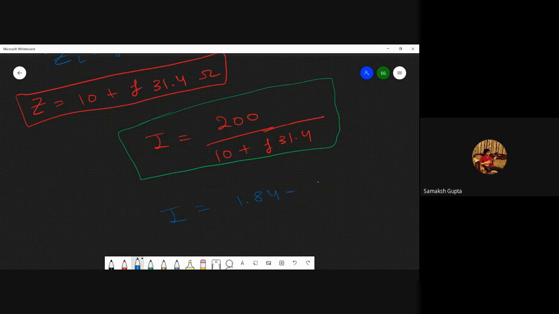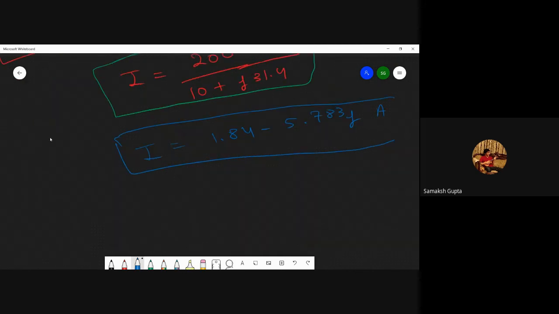1.84 minus j 5.783. Okay, this will be the expression for my current. Now I can again change it into that modulo and angle form. So if I do that, I will get this. Now again, all of these conversions you don't have to know. You just have to put them in a calculator and they'll calculate it for you. So I'll show you some applications or apps where you can do this. So this will be your current.